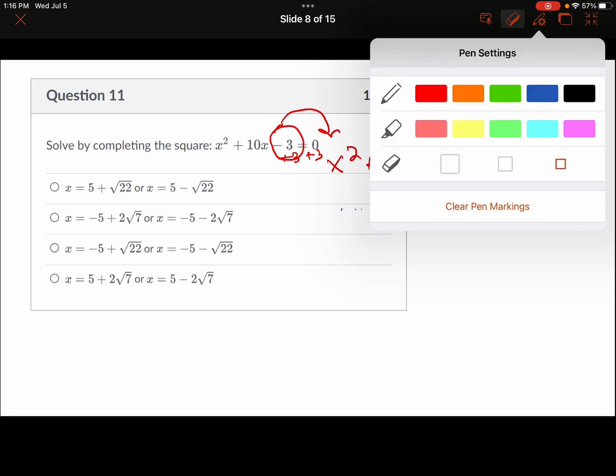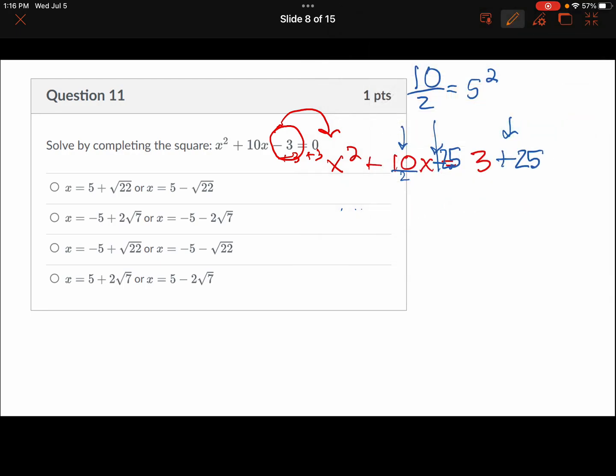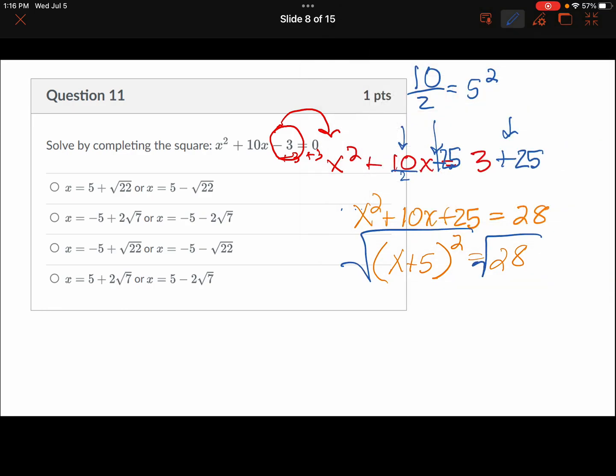So my new equation, let me erase this part right here so I have some room. My new equation that I can create so that I have a perfect square is x squared plus 10x plus 25 equals 28. And then I can take this perfect square trinomial and write it as (x plus 5) squared equals 28. And now I can do square rooting to solve. It's like adding some things. You add some things to make the problem easier.